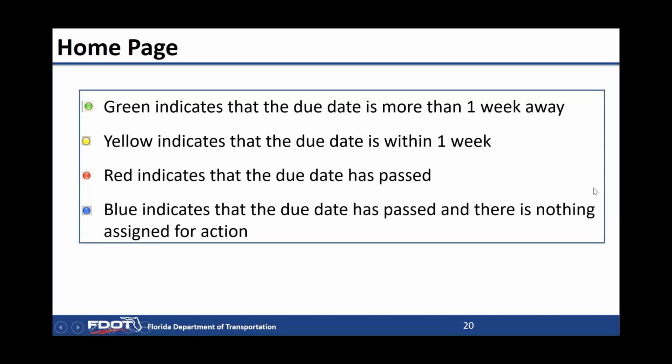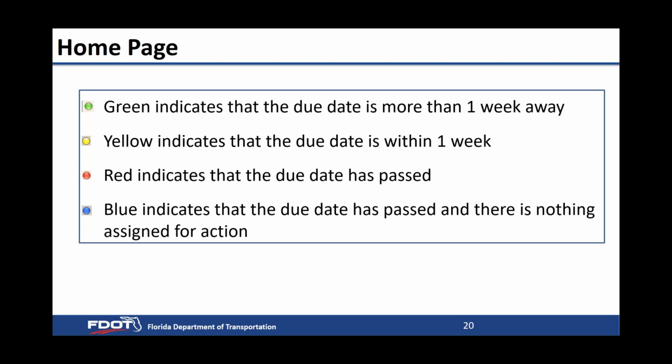You'll notice these red, yellow, green dots. Well, a green dot indicates that a due date's more than a week away. You're on time, nothing to worry about. Yellow indicates the due date's within a week. You might want to think about taking the action that you need to take. Red indicates that the due date's passed. So you might have to contact a PM and get your due date extended.